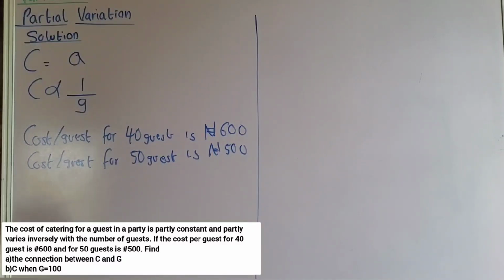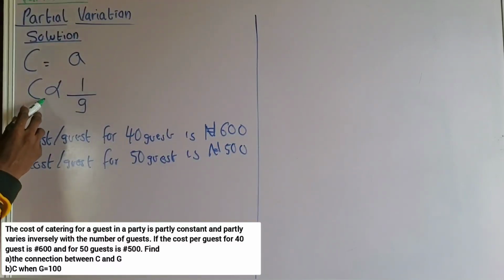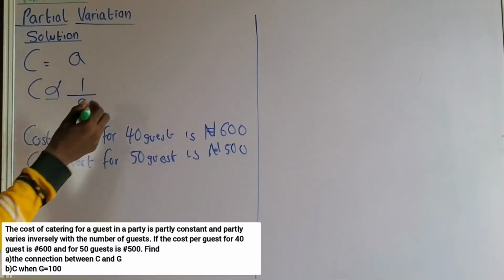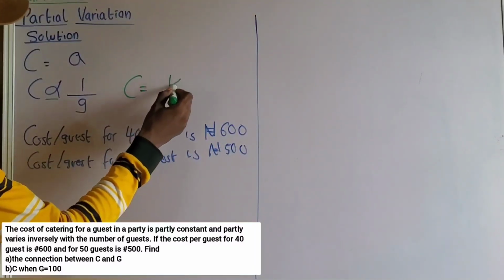Now before we can solve any question, it's very important for us to derive our relationship. Are you getting what I'm trying to say? We need to get the relationship between C and G. Now look at the first statement. C is partly constant and also partly varies inversely as G. If you want to change this variation sign to an equals sign, you have to introduce a proportionality constant, right? So I'm going to have C equals K over G.